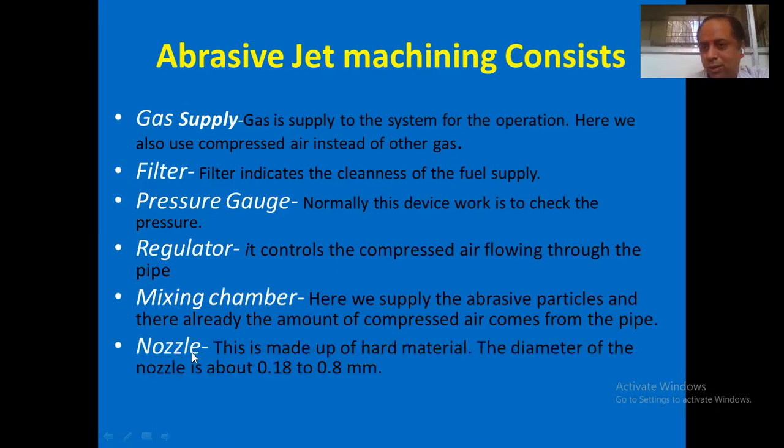And then the nozzle. Before striking, the mixture will pass through the nozzle. The nozzle will create the jet. This is made up of hard material. The diameter of the nozzle is about 0.18 to 0.8 mm. Again, it will depend on the process, and different nozzles can be used.